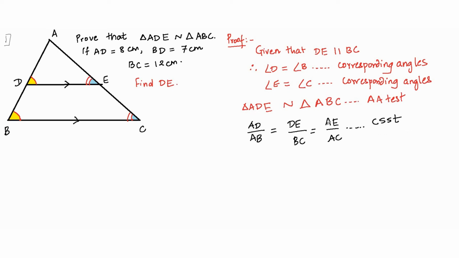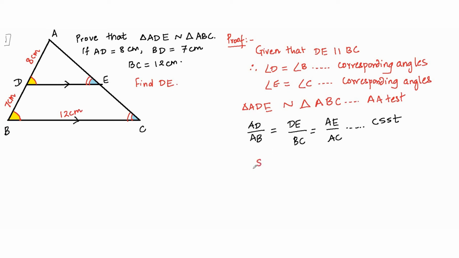So this is the reason. Now what all do we know? Let us mark all the parts that we know. We know AD is 8 centimeters. So this is 8 centimeters. BD is 7 centimeters. This is also known. BC is 12 centimeters. So this is known. So let us write all that we know here.